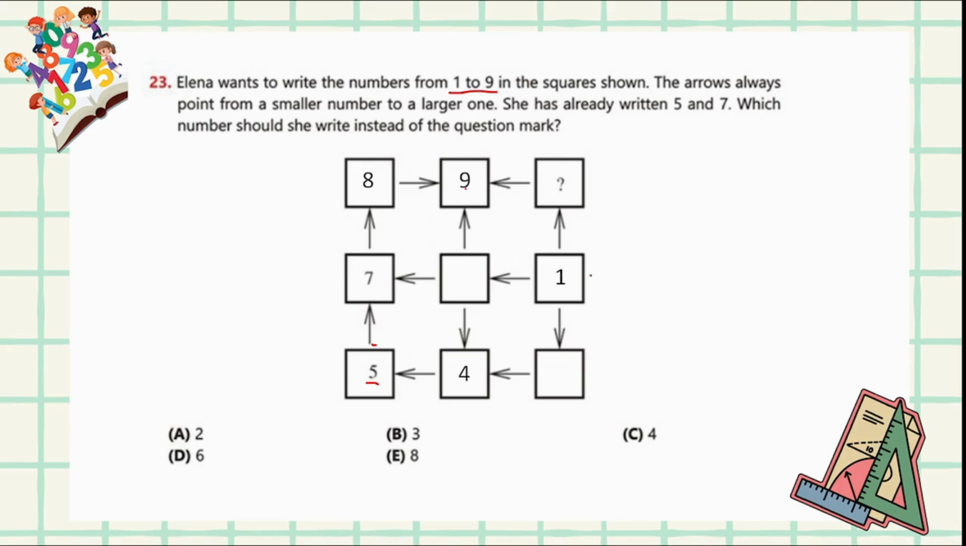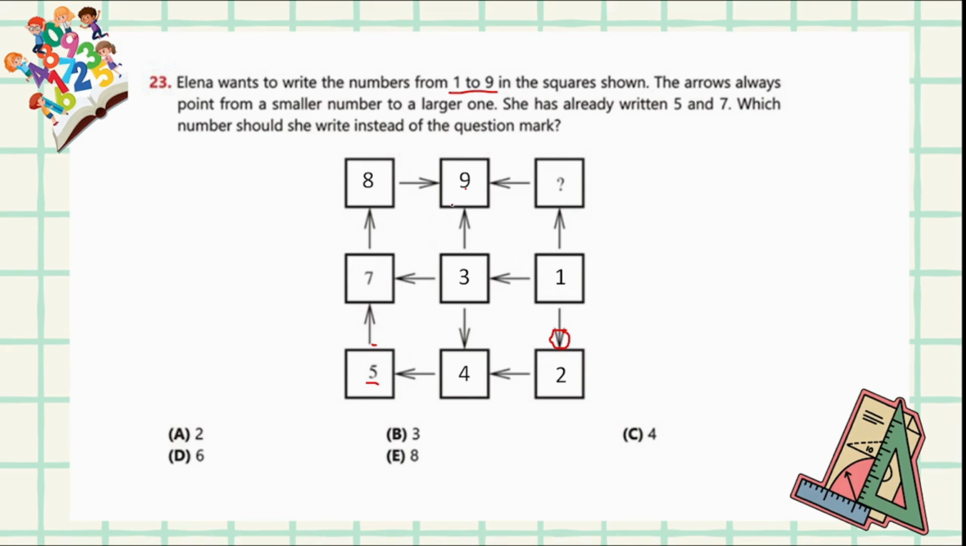We can write 1 over here, and we will see that all the numbers around 1 are greater than it. Then if we write 2 over here, that is also correct because the head of the arrow is towards 2, that is greater than 1, and as the arrow is moving towards the left side, 4 is greater than 2. We can write 3 in the center, and then we will have to check the sides as well.